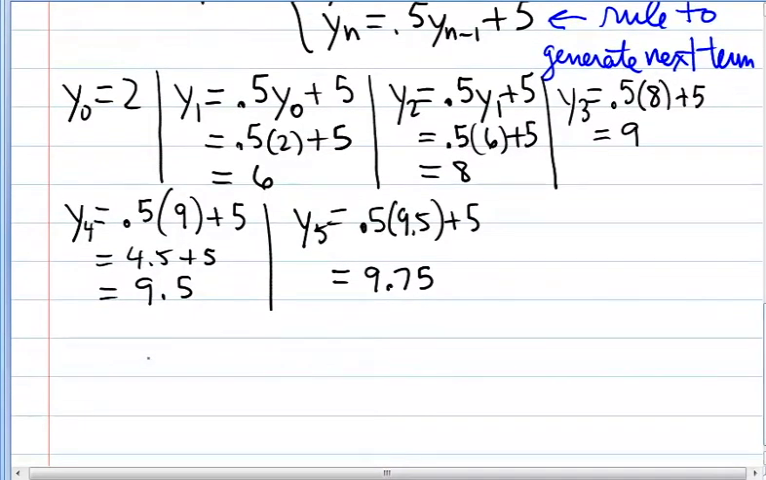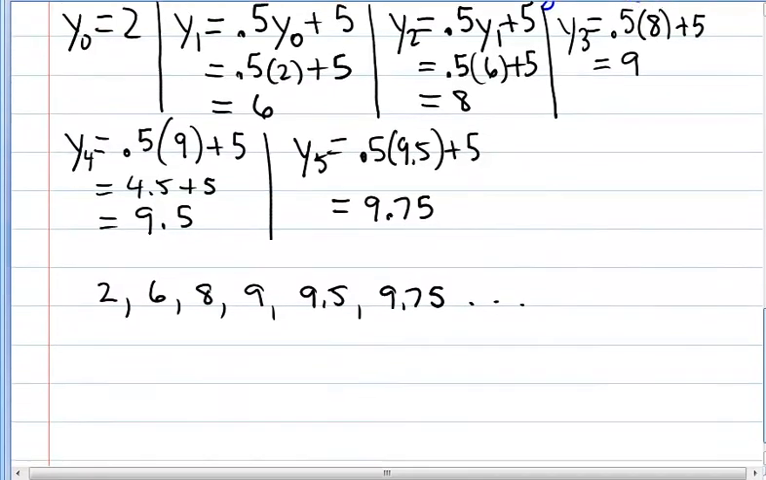So the first few terms of this sequence are 2, 6, 8, 9, 9.5, 9.75, and they go on like that. We want to generate some terms here to see what's happening with this sequence, specifically whether it's increasing or decreasing or neither. And what kind of values are we getting? Is it increasing very fast or slow? And we're interested in the long-term behavior of this.